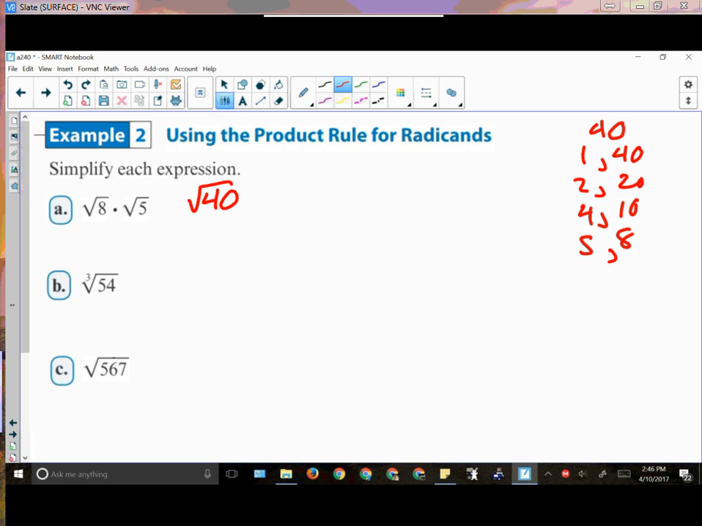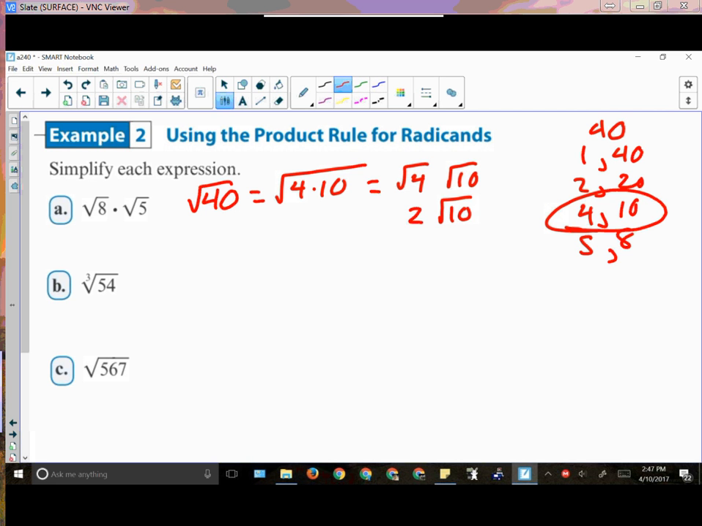Do I have a factor that is a perfect square? And hopefully by now you're starting to recognize exactly what the perfect squares are. 1 is always going to be a perfect square, but the next one is going to be 2. So we really don't count 1. We start with 2. 2 squared is 4. 3 squared is 9. Well, I see the 4 here. So what this means is that the square root of 40 is the same as the square root of 4 times 10, which is the same as the square root of 4 times the square root of 10, which is 2 square root 10. That's simplified down as far as it goes.